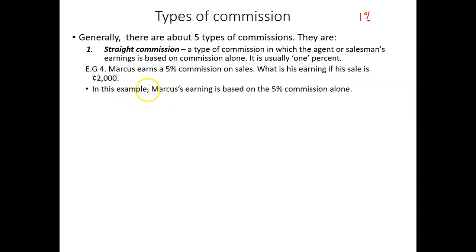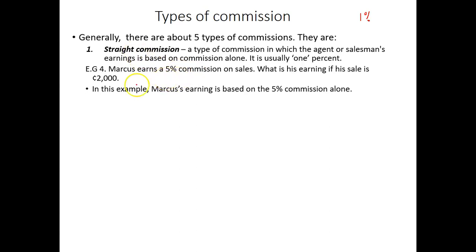In this example, Marcus's earning is based on 5% commission alone, meaning Marcus is only going to earn from that one part, only that commission, that's all. When we go further, you see that some people earn in 2 different ways, some 3 ways, but here is only earning from one source, one of the percentages, and that's the rate of commission only. Do you get it? So that's why it is called straight commission. It's straightforward. You get it?